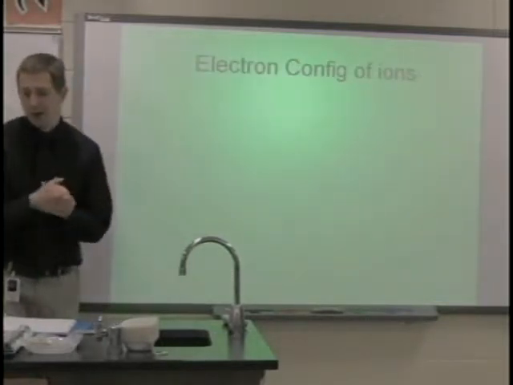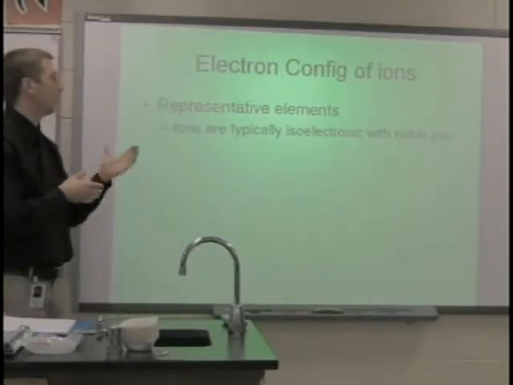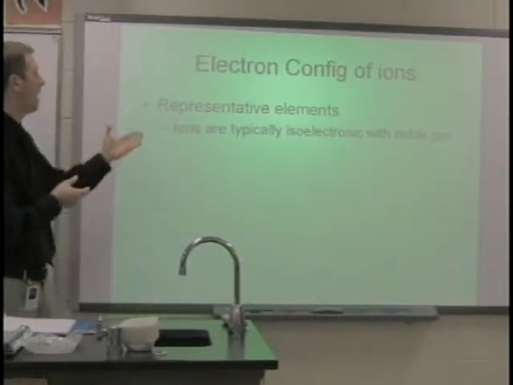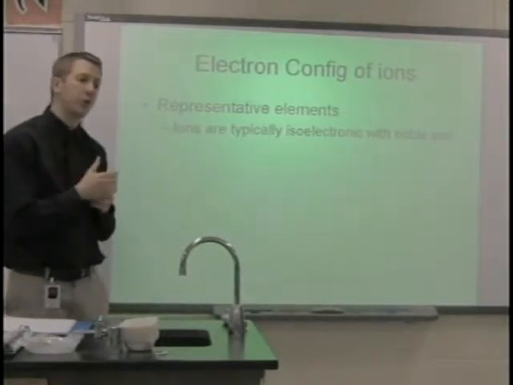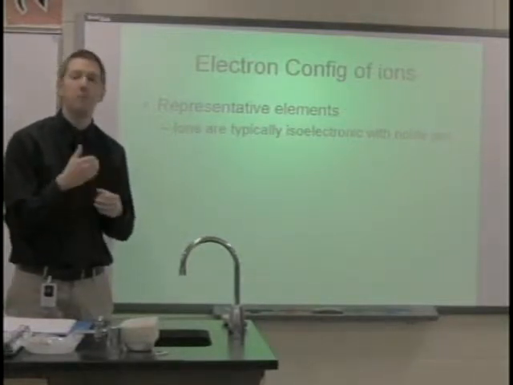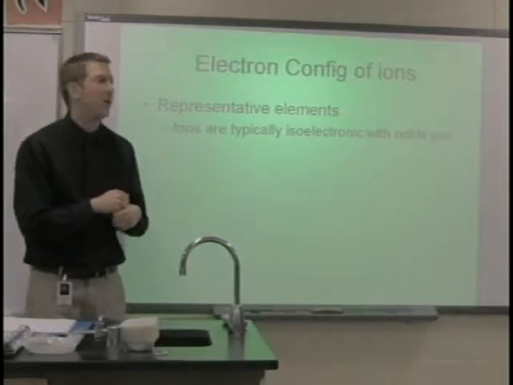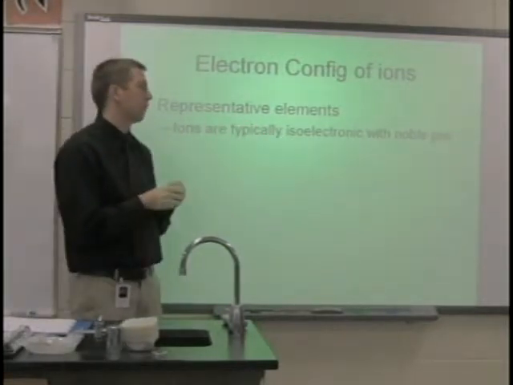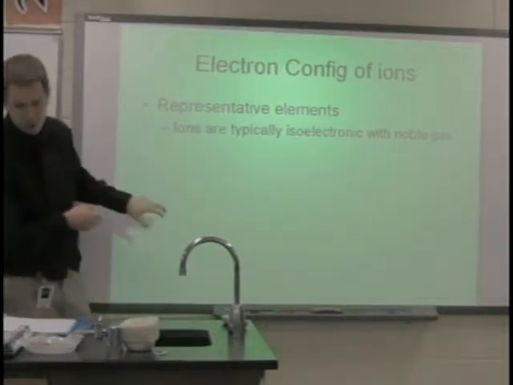The next thing that this talks about is electron configuration of ions. It refers to the fact that for representative elements, ions are typically isoelectronic with noble gases. So for example, if you look at the periodic table, you have fluorine, element number 9. If it's F-1, it gained an electron, it's isoelectronic with neon. That term isoelectronic just refers to the same number of electrons. So it's trying to be like a representative element.